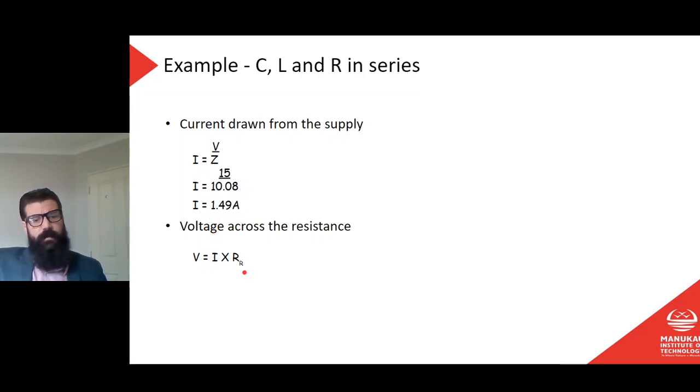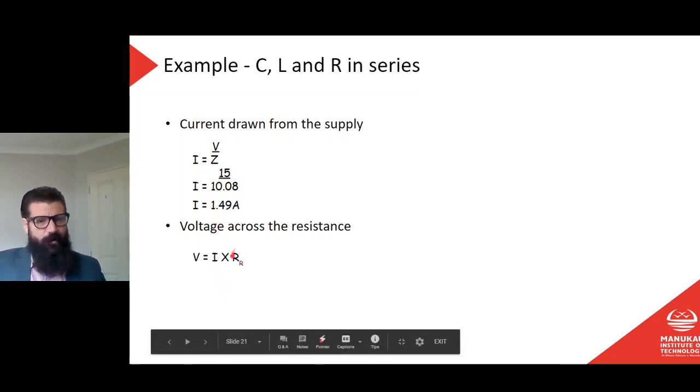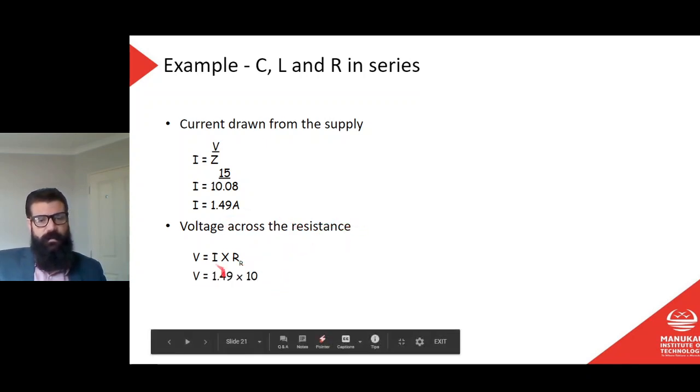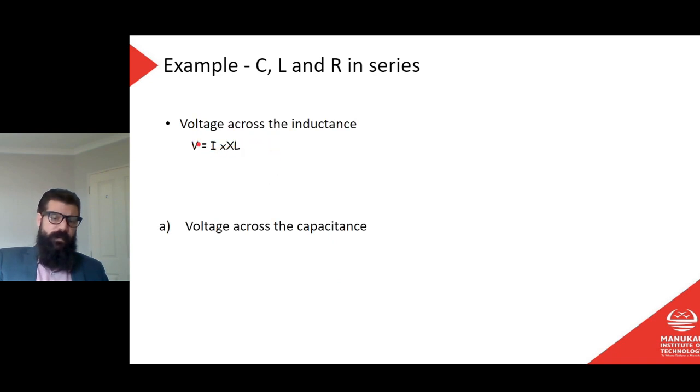So V equals I times R, right? V equals I times R, that's normal. So in this case, we've got R, which is the resistance of the resistor, to give us the voltage across the resistor. So V equals I times R, 1.49 times 10, 14.9 volts across the resistor. Voltage across the inductor, V equals I times XL, so that would be the resistance of our inductor. 1.49 times 15.71 is 23.41 volts.